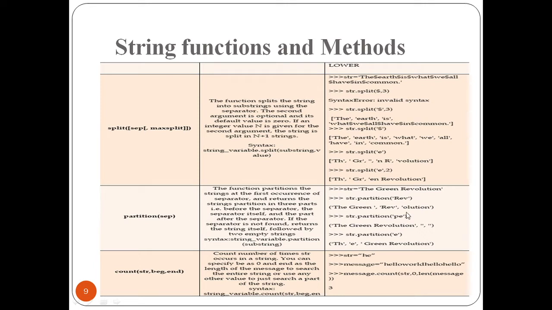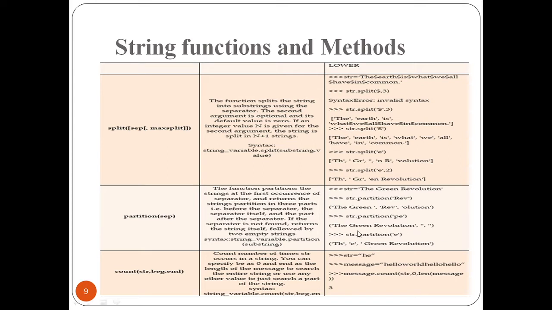Partition, 3 parts. Here I have REV as a separator. So whenever REV is available, the part before it will be the first part of my string list, REV will be the second part of the list, and the rest will be the third part of the list. So these are the 3 parts. If my separator is at the start of my source string, then the first part will be empty, the second part will be the separator, and the third part will be the remaining string. And if my separator is at the end of the string, then the first 2 parts will be empty. That's what happens with this example.